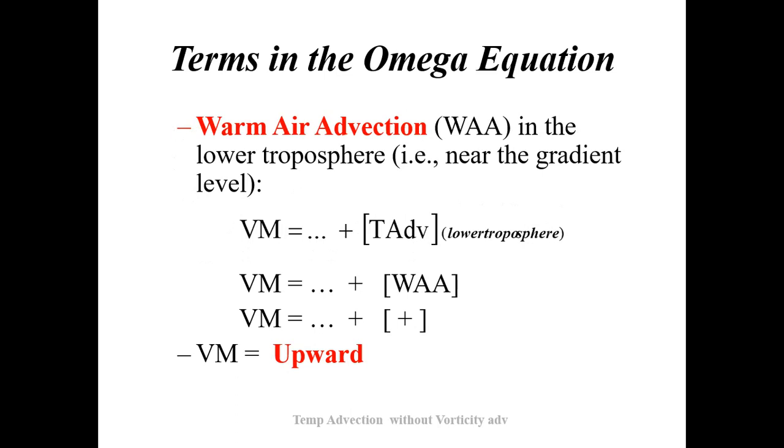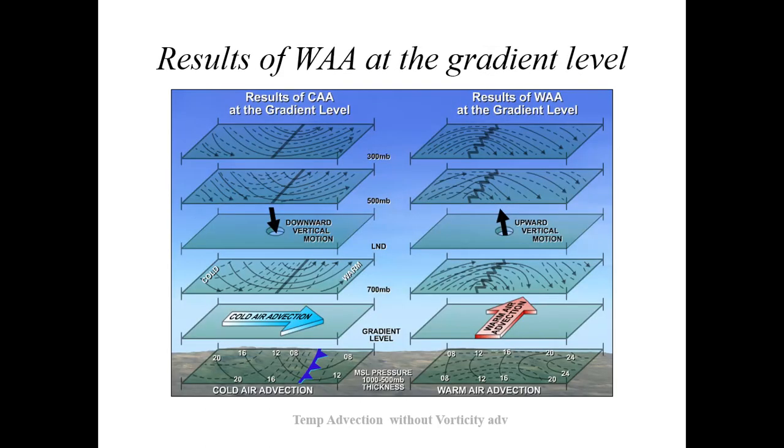Warm air advection, on the other hand, in the lower troposphere, same thing, right near that gradient level, 3,000 feet above the ground, above that level, friction is no longer a factor. When we have warm air advection, the atmosphere wants to expand. It wants to grow taller. Warm air is much less dense than cold air, so the atmosphere expands, the thicknesses increase, and you get upward vertical motion as a result.